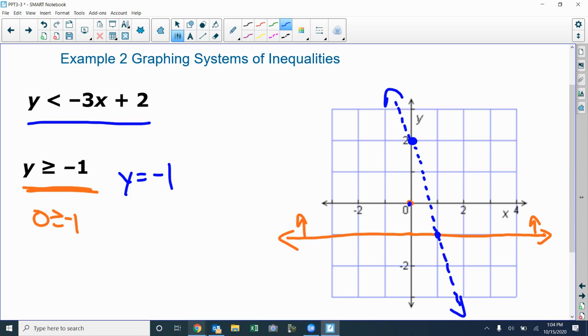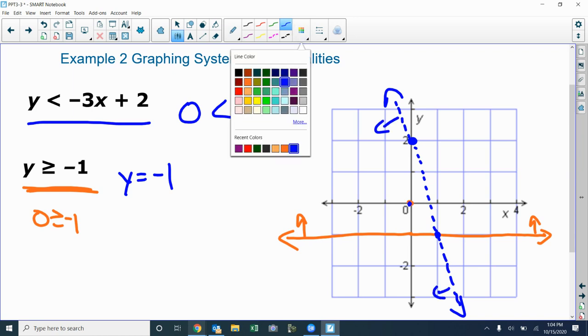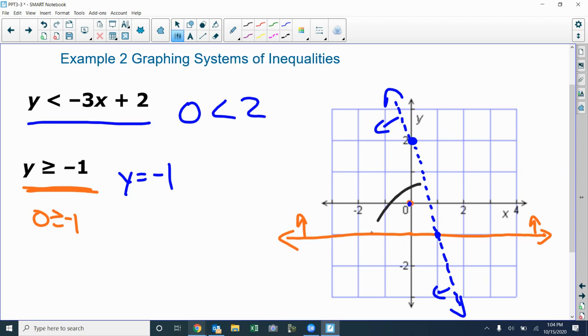Whether the dotted line is true on this side or that side. I'm going to put in 0 for y, 0 for x, and we're going to have this statement, 2 greater than 0. Okay, so this is coming this way. So what's our commonality or our overlap? Right here.